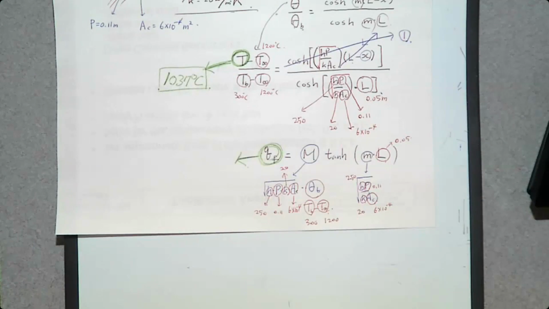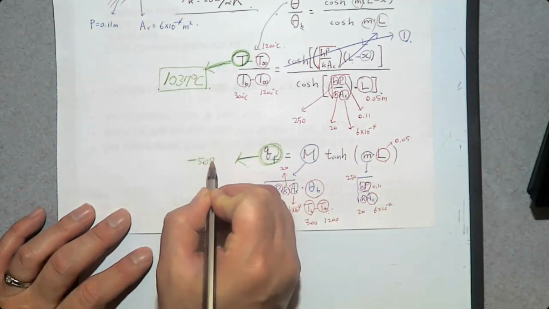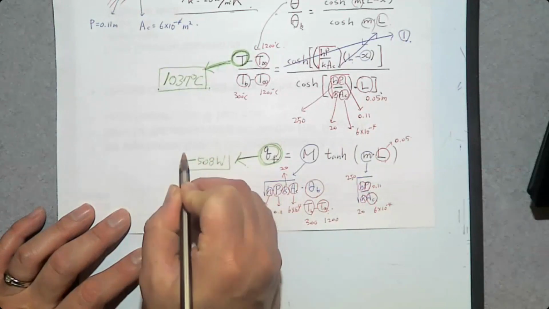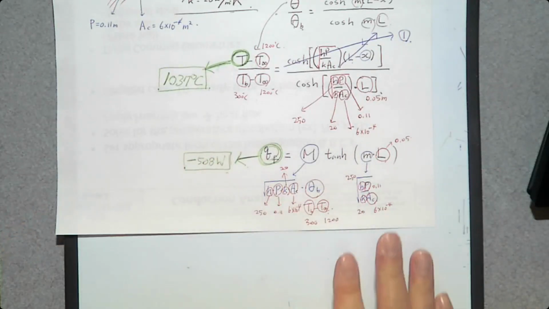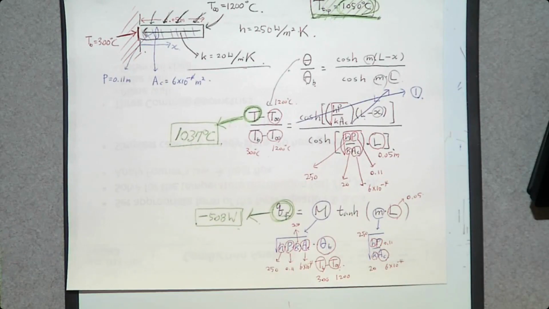It's going to be minus 508 watt. Why is there a negative sign? This is the rate of heat transfer from the fin to the surrounding, but the heat transfer direction is from the surrounding gas to the fin. That's why there is a negative sign. Okay?